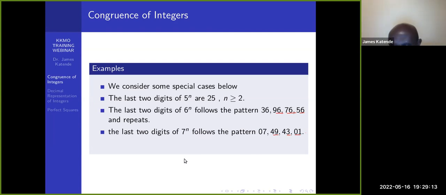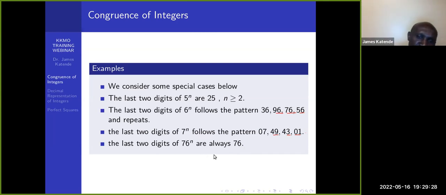So they repeat after every 4, and that's the pattern they will take. And the last 2 digits of 76 raised to any power will always be 76. All these can be shown in more detail, but for today, we just want to see how they can be used in solving problems. If you don't use them, you just keep them in mind, and you may encounter situations where you can apply them.